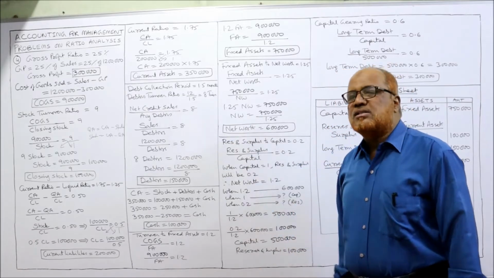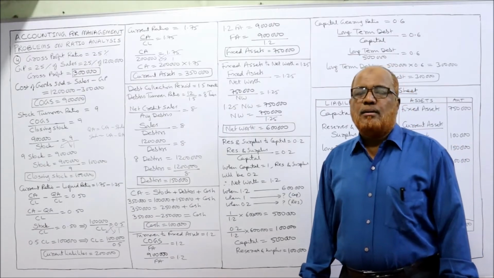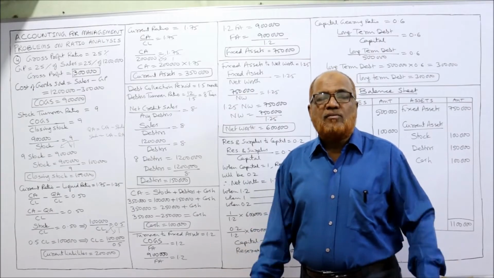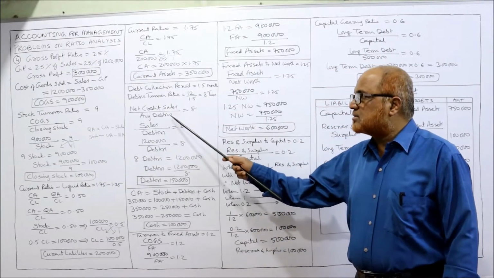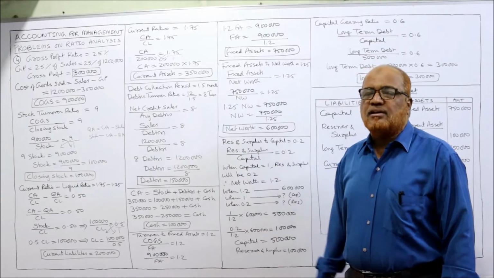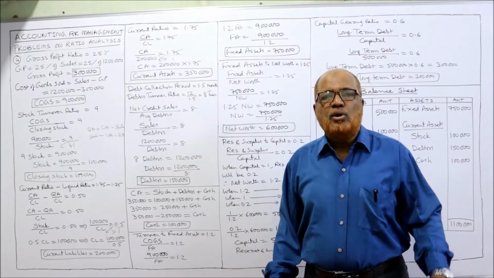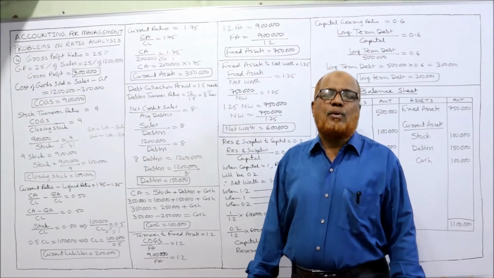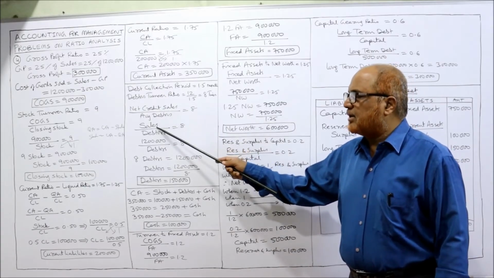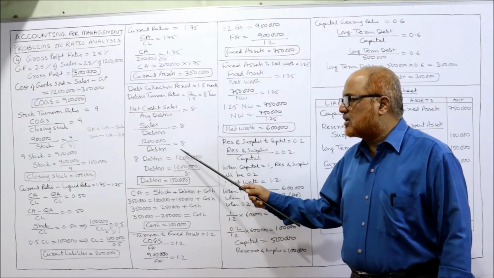Now the formula for debtors turnover ratio is net credit sales divided by average debtors. But we can't calculate average debtors, as opening debtors are not there. So instead of average debtors, we will take the closing debtors. And net credit sales, we don't have the information regarding cash sales and credit sales, so we assume whatever sales are given in the problem is credit sales only. So in place of credit sales, I am taking sales, already given in the problem, 12 lakh. So 12 lakh divided by debtors is equal to 8.